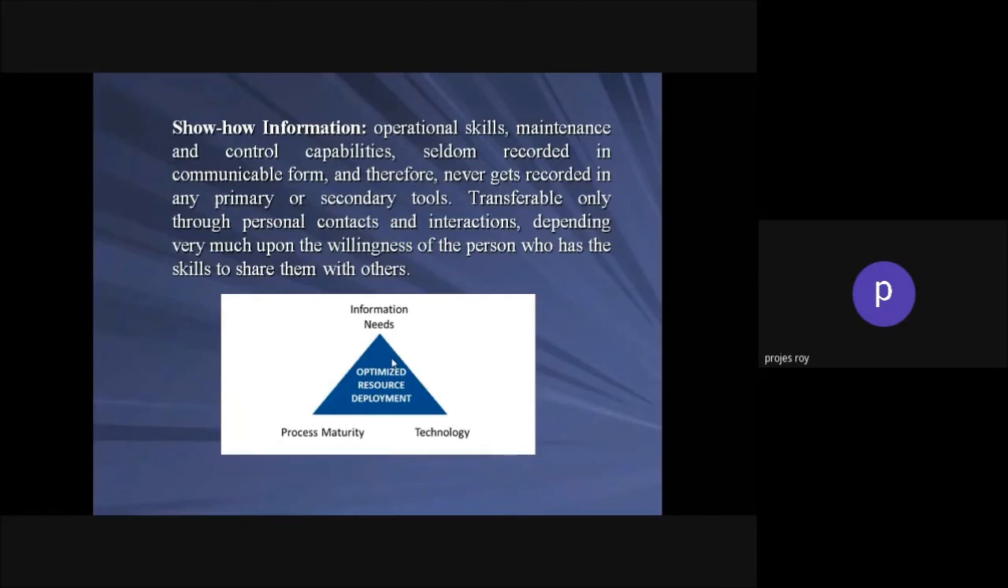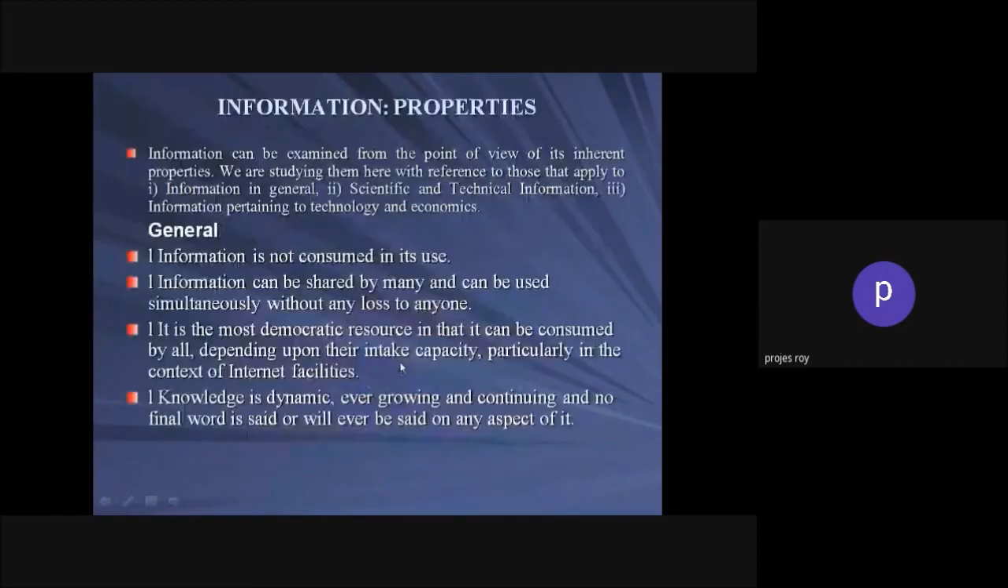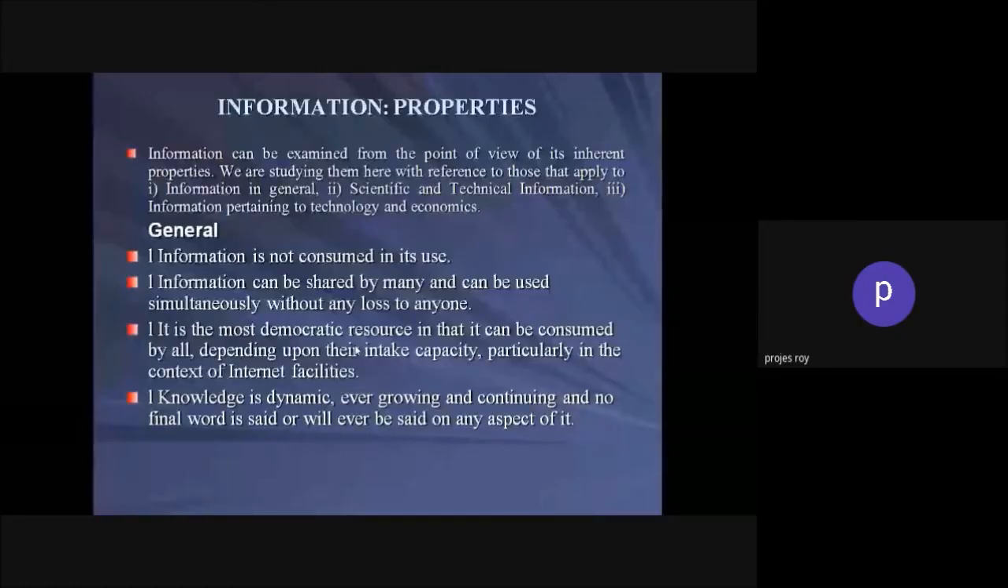So this is information need: process maturity, technology, optimized resource deployment. Look at them. Information properties. Information properties can be examined from the point of view of the inherent properties. We are studying them with reference to those that apply to information in general, scientific and technical information, and information pertaining to technology and economy.